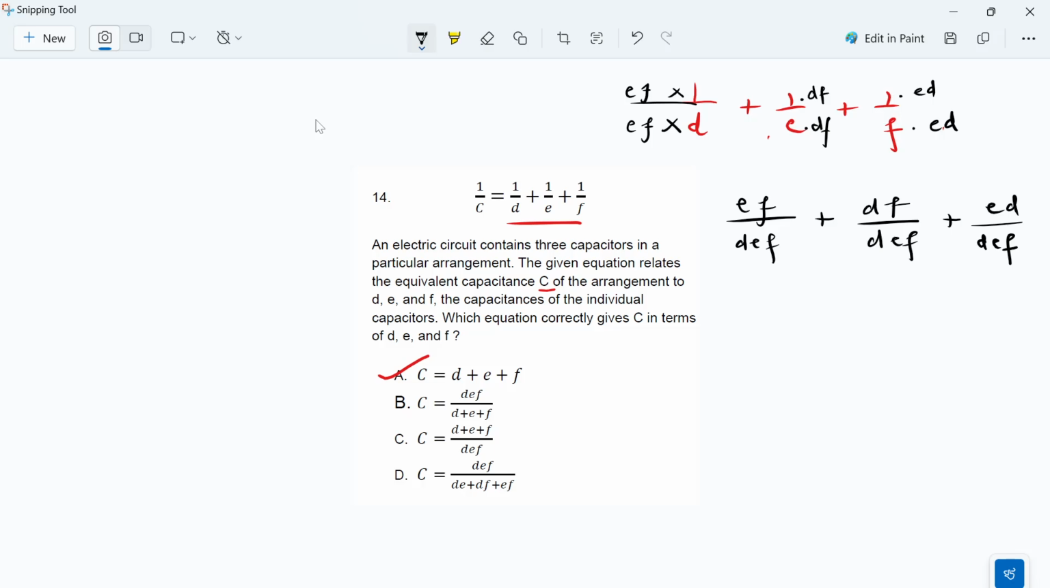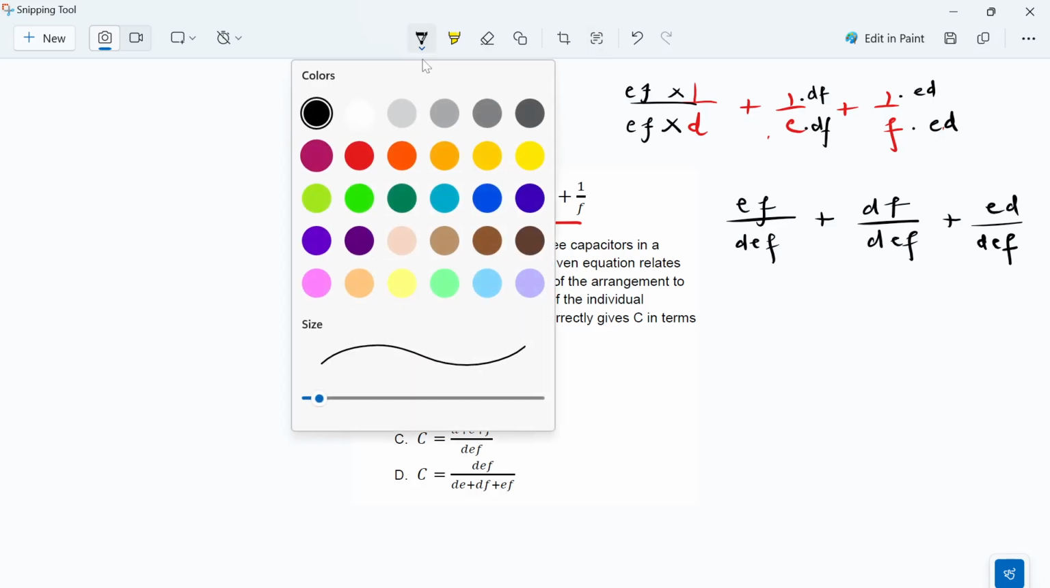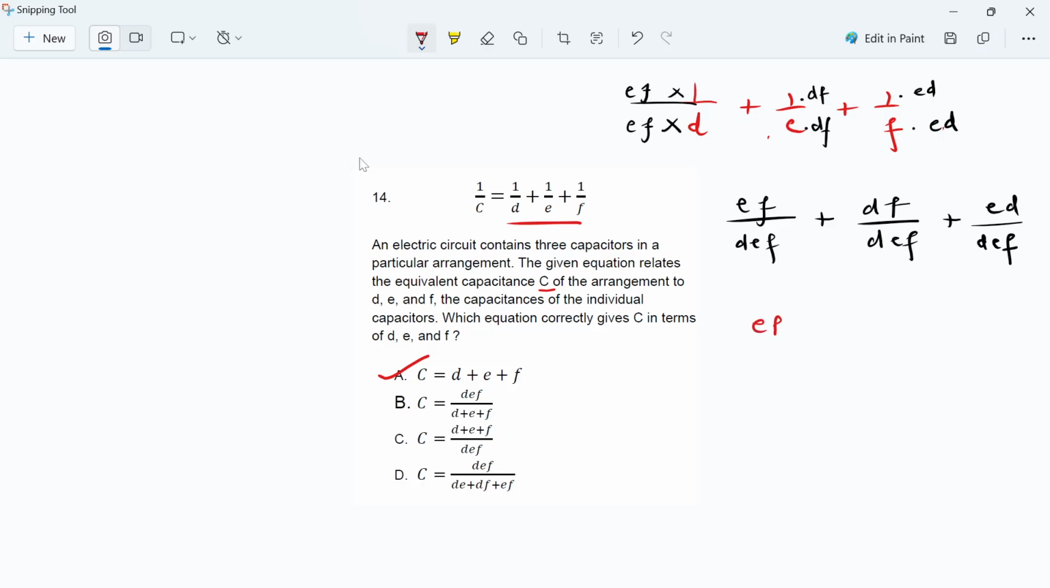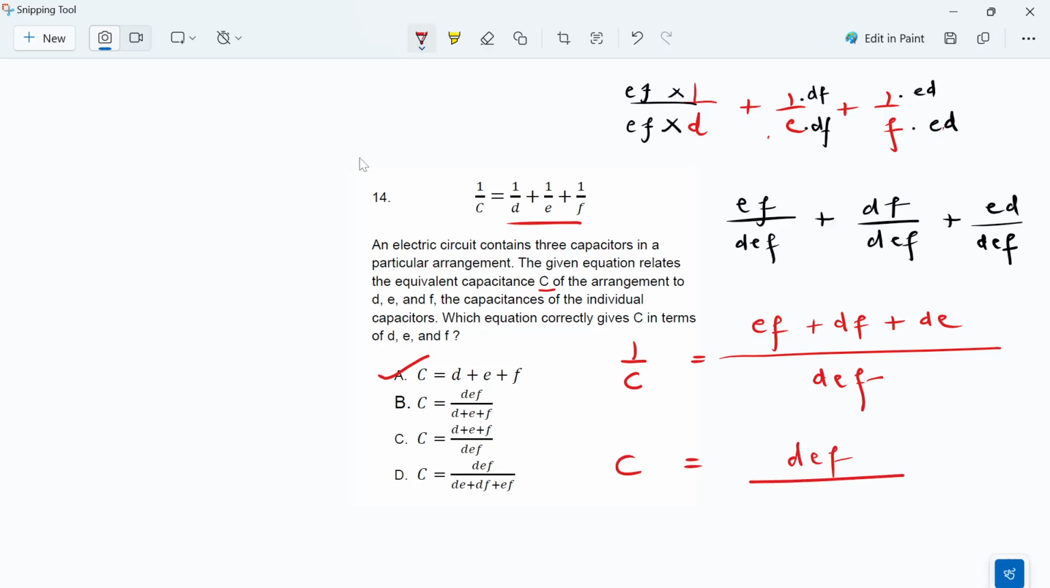So now the denominators are the same for all the terms. Now you can finally add the numerators, so you'll get EF plus DF plus DE over DEF. This is still the value of 1 over C, and you have to find the value of C. So now finally you can take the reciprocal of the right hand side as well. We'll take the reciprocal of the entire equation. So 1 over C becomes C, and this term becomes DEF over EF plus DF plus DE, which is option D.